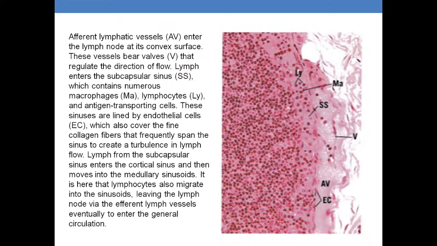Lymph from this subcapsular sinus enters the cortical sinus and then moves into the medullary sinuses. It's here that lymphocytes also migrate into the sinusoids, leaving the lymph node via efferent lymph vessels, eventually to enter the general circulation.